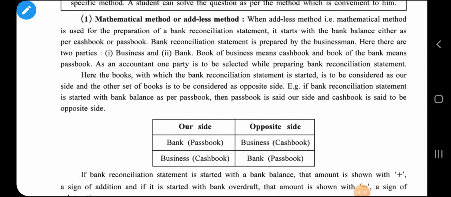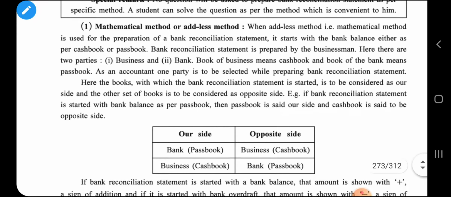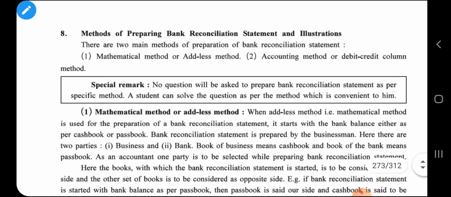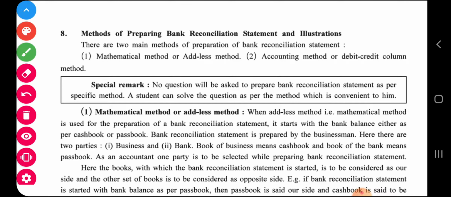So, in the last lecture, we have studied that there are two methods of preparing BRS. One is the mathematical method, and the second one is called the accounting method. Okay. As we are learning the subject accountancy, for us the better method is the accounting method, where we use the concept of debit credit.